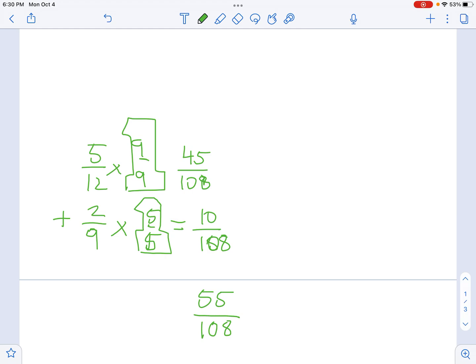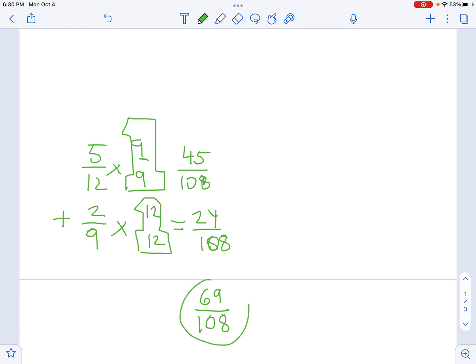Oops, I did that wrong. Sorry, 9 times 5 is not 108. I don't know why I was thinking that. 9 times 12 is 108. Okay, so I get 24 over here. Sorry. Yeah, I make mistakes doing this all the time because it's very error prone. So now I'm adding 45 and 24, and that gives me 69 over 108.